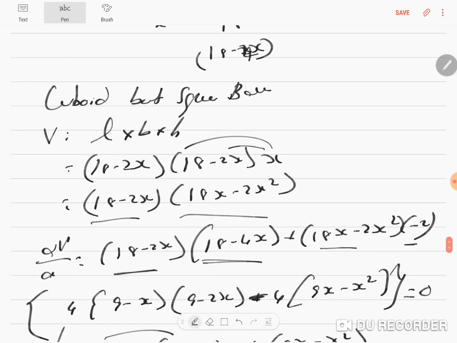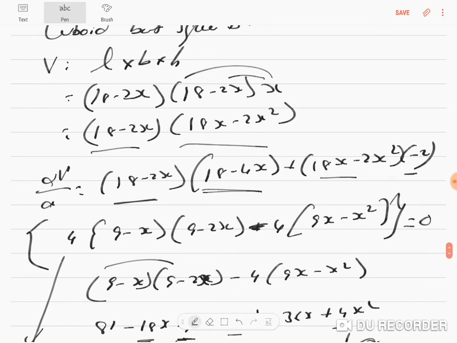Cuboid: 18 minus 2x, 18 minus 2x into x, 18 minus 2x into 18x minus 2x square. U and v: write the first one as it is, differentiate the second, 18 minus 4x, plus write the second as it is, differentiate the first, minus 2. So what is common here? 2 is common, 9 minus x. From this, if you take common 2, it will be 9 minus 2x, correct? So what is common in that? Another 2. So it's 9x minus x square. There's already a minus and I've already taken 2 outside, so it becomes minus 4.